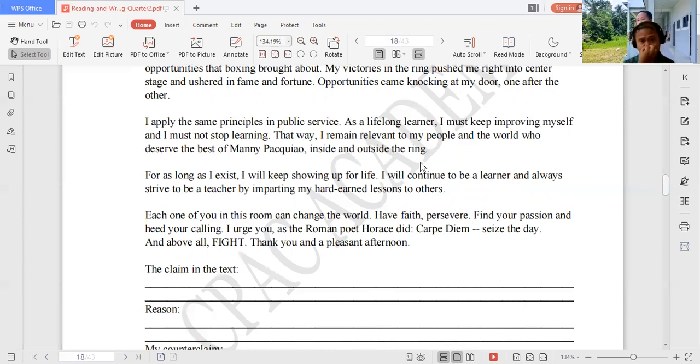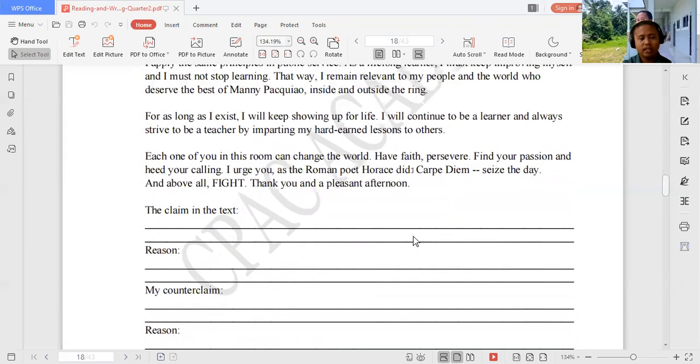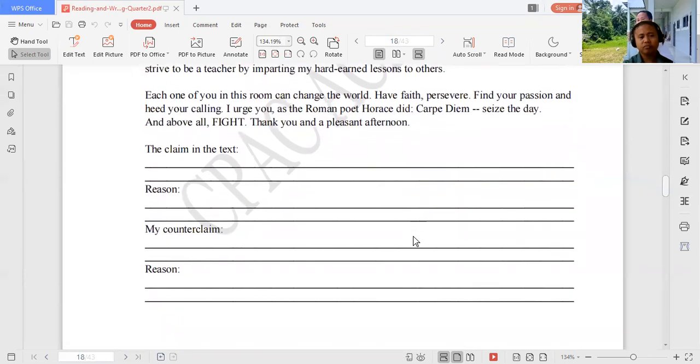So class, you notice the speech of Manny Pacquiao. The claim in the text. What is his claim? Okay, what is his claim? Now, after the claim, what is his reason? What is his reason? And then your counterclaim. And then your reason.